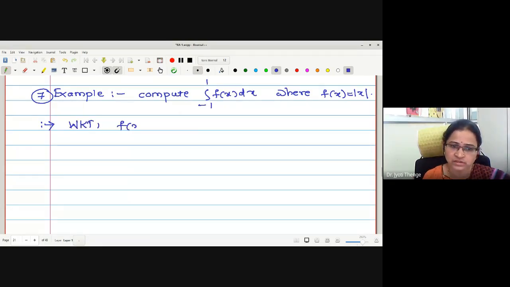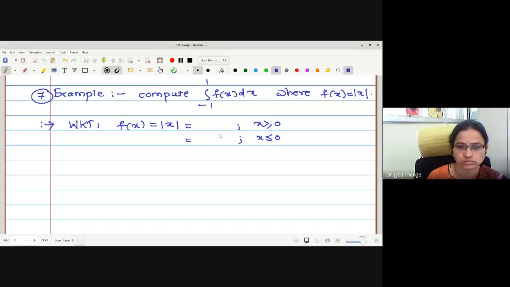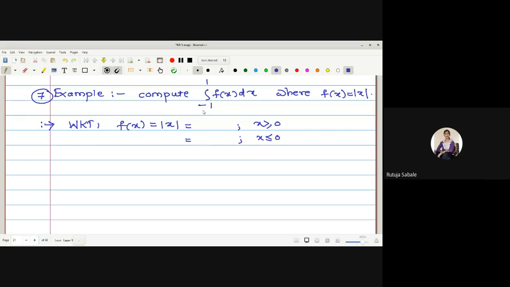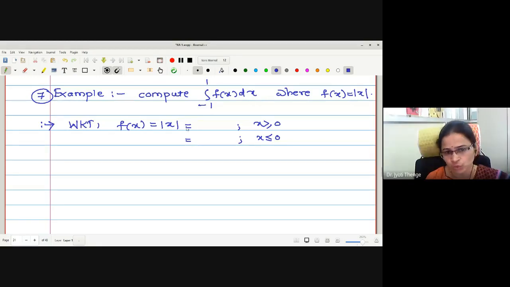Can anyone tell me how the function is defined for x non-negative or x non-positive? What is the value of the function mod of x for x non-negative, x greater than or equal to 0? And what is the value for x less than or equal to 0? Non-positive. No, I want mod of x for x non-negative and for x non-positive.